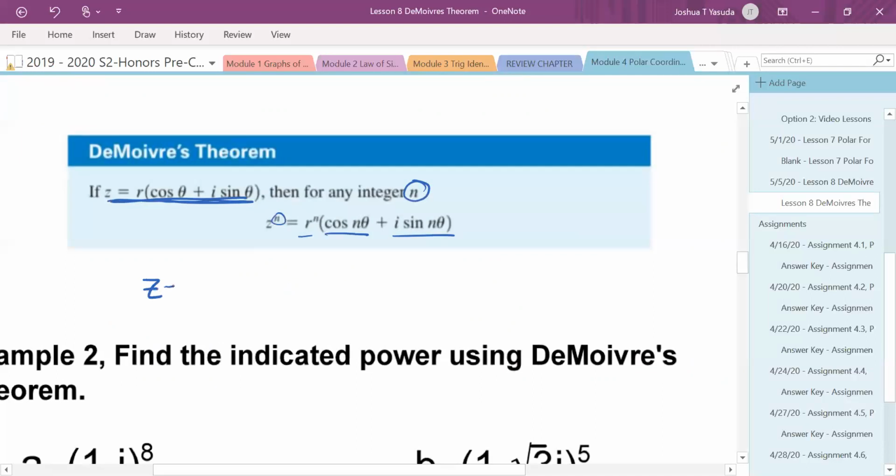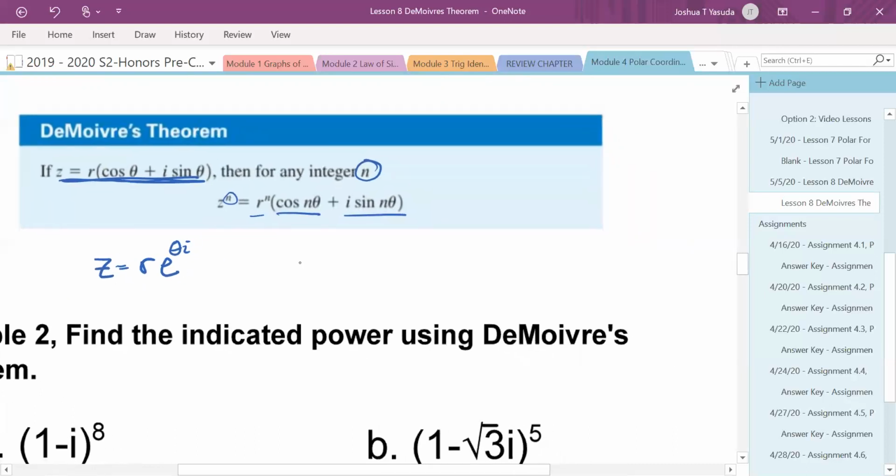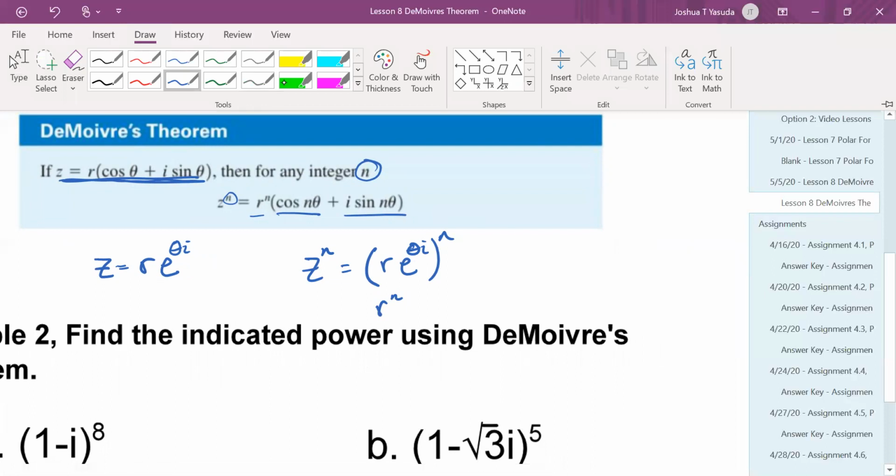So z equals, what do we say, re^(θi). Now let's raise this to the nth power, right? z to the n. We would then say you take this whole thing, r and then e^(θi), and you raise it to the nth power. So what do you get? Well, r to the n. And then what do you do when you have exponents?